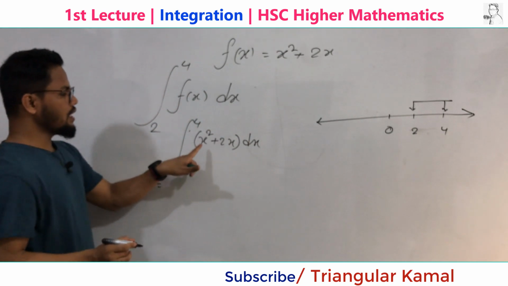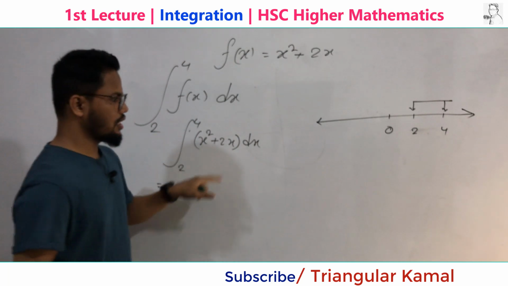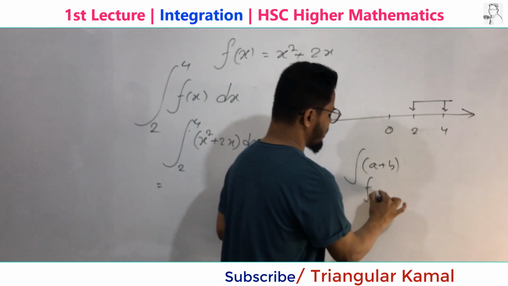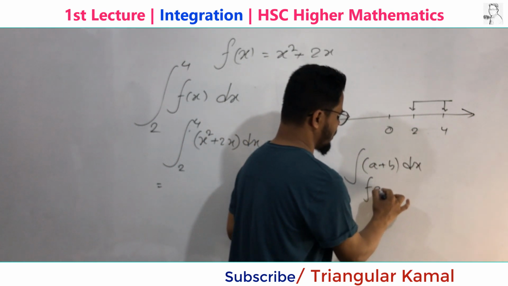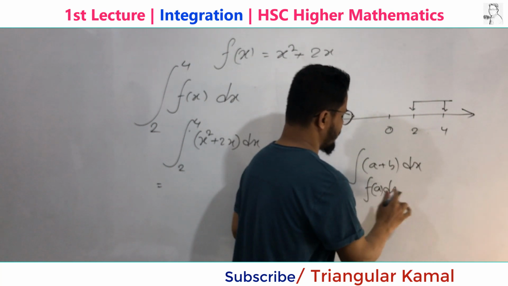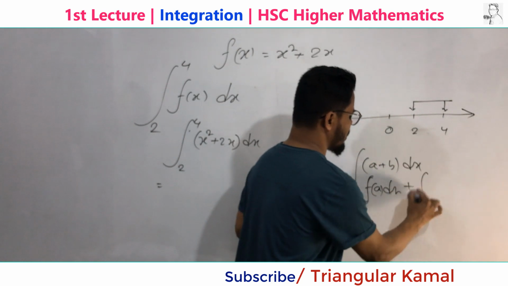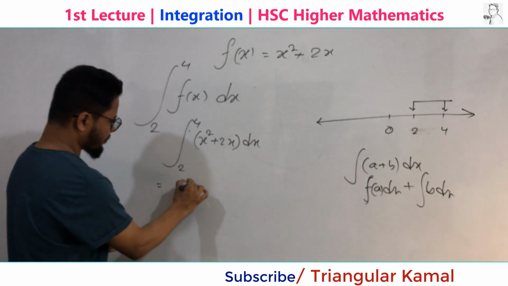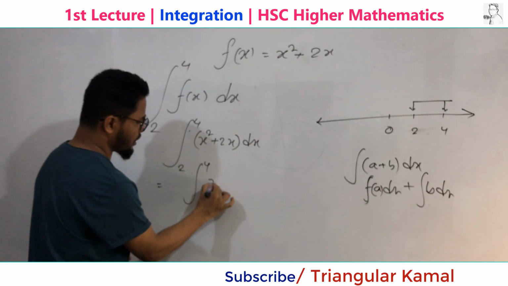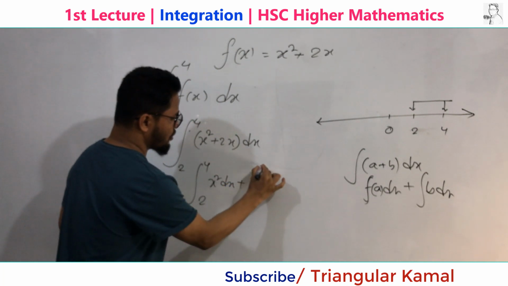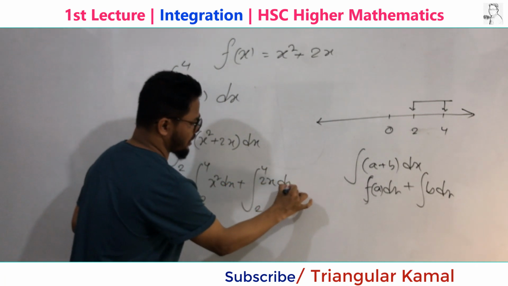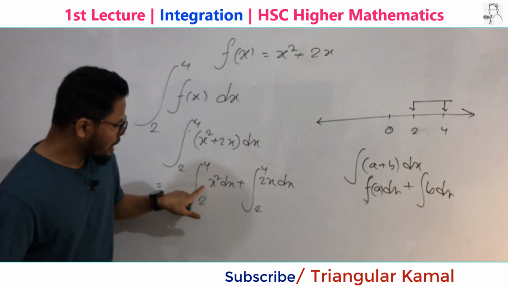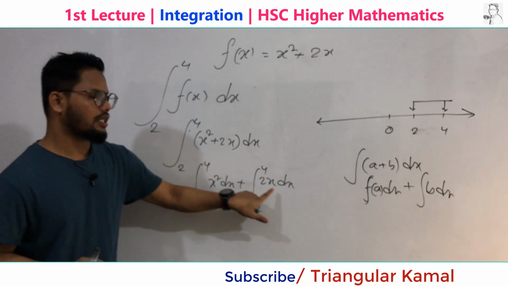Now how many parts do we see here? Two, like a plus b. If we integrate the part a plus b with dx, we can write the integral of a dx plus the integral of b dx. Similarly, we can write the integral from 2 to 4 of x square dx plus the integral from 2 to 4 of twice x dx. Now this is divided into two parts, and you have to know the result of this part and this part.